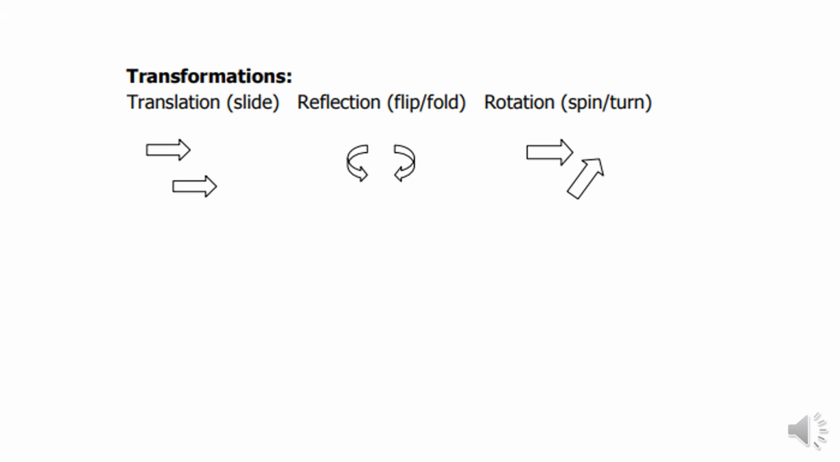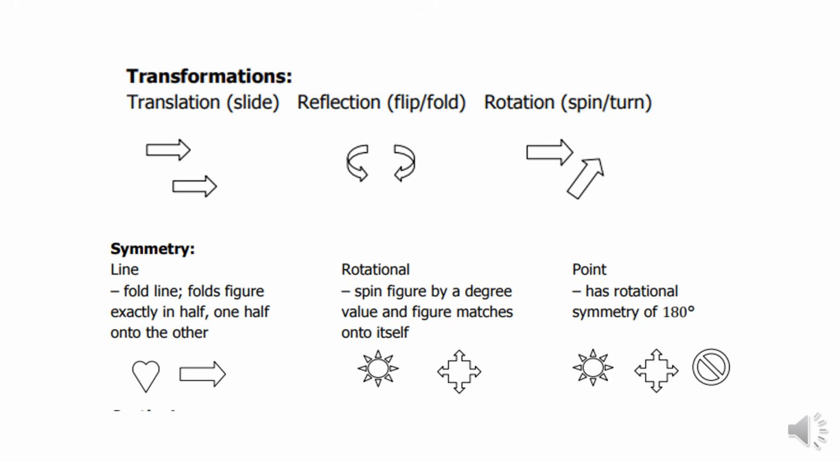Transformations. Translation is a slide, reflection is a flip or a fold, and a rotation is a spin and a turn. For symmetry, line symmetry means that you can fold it across a line and it is exactly the same. Rotation symmetry means that you can rotate it and it looks exactly the way it did before. Point symmetry is when a figure has rotation symmetry of 180 degrees.